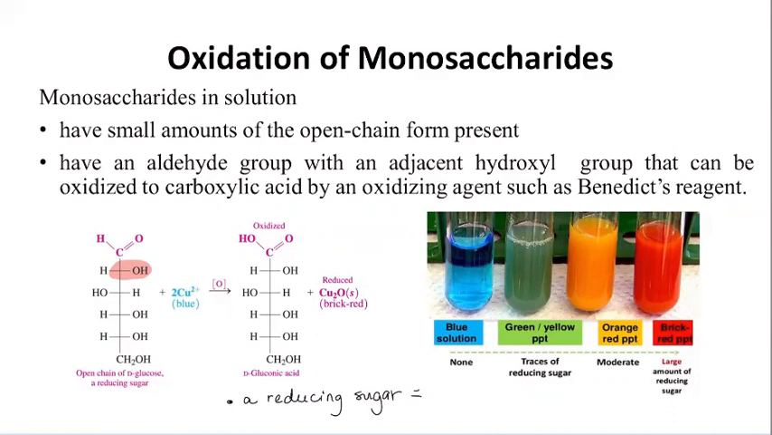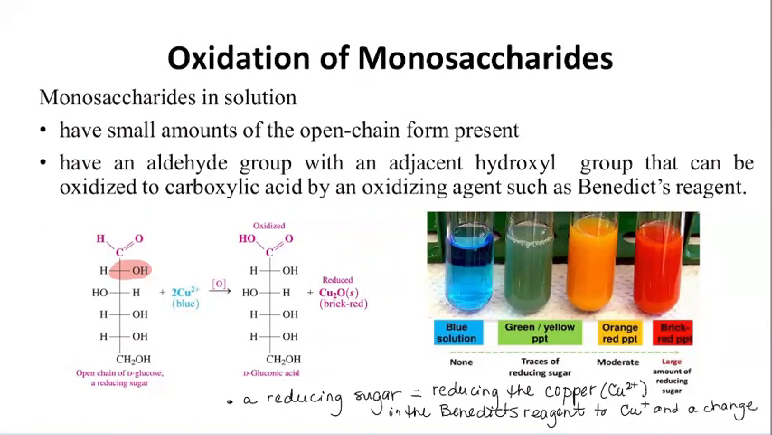Let me just write here the definition. Reducing sugar means that we're going to be reducing the copper, which is copper 2, in the Benedict's reagent to copper 1, and a change of color occurs.